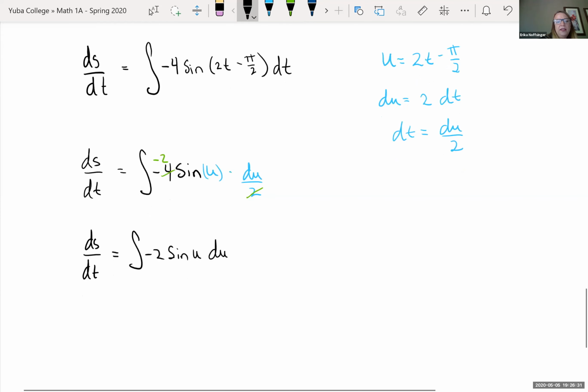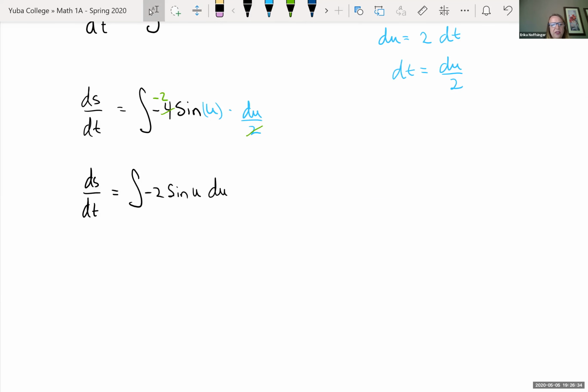Okay, so I know that the derivative and antiderivative of sine or cosine are the opposite of each other. One is positive, one is negative. I kind of have to think about it for a second. Let me bring down that -2. I know it's cosine; I don't know if it's positive or negative. I want to get back positive sine when I take the derivative. Cosine is going to give me a negative, so this is going to be negative cosine of u.